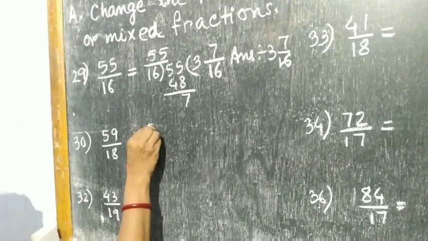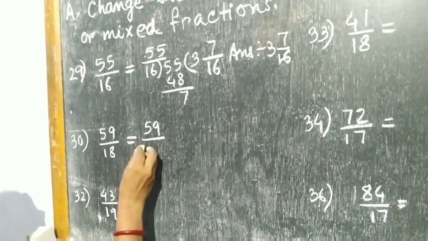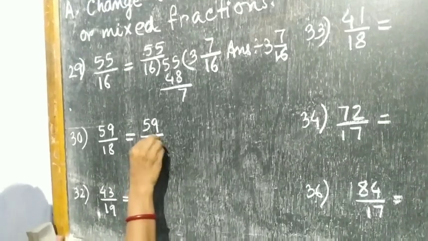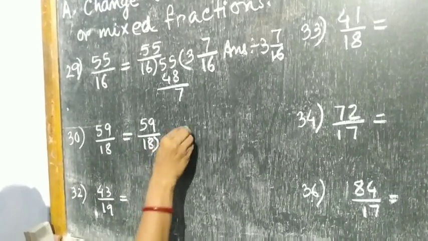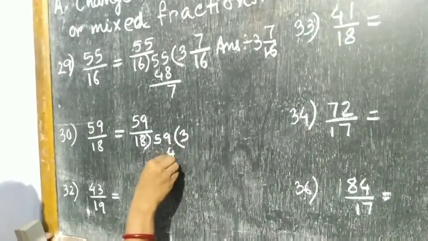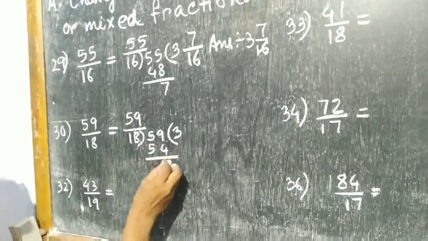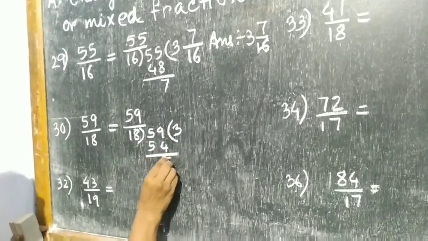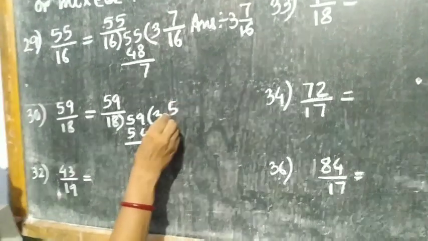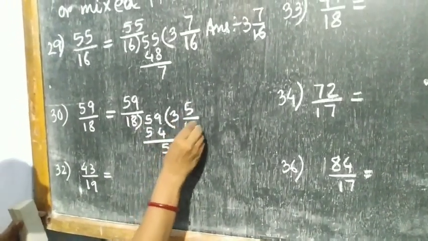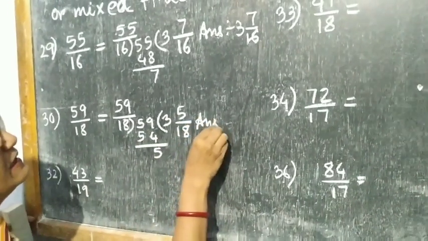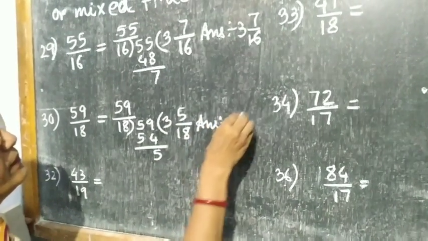Now sum number 30, 59 by 18. So you divide 59 by 18. So 18 3s are 54. So 59 minus 54, 5. This 5 will come in the numerator and this 18 will come in the denominator. Now 3 5 by 18 is a mixed fraction.